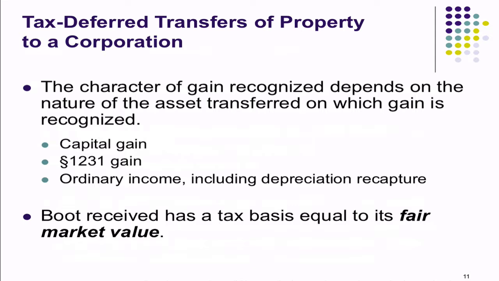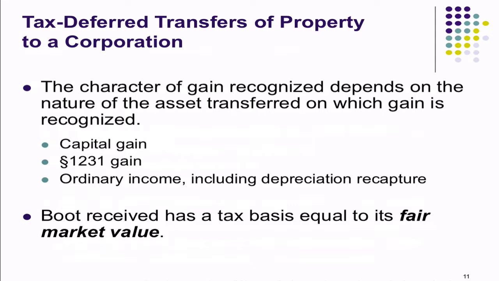Okay, tax deferred transactions. The character of the gain I get when I'm trying to construe this gain depends on what was transferred to me. So what does that mean? It could be capital gain. Maybe I got stock back in another corporation, and that's a capital gain. Maybe I got 1231 gain, which is gain on depreciable assets, normal business assets. Maybe that's what I have to consider. Or maybe it's just ordinary income, including depreciation recapture. So that's what my slide is saying to you.